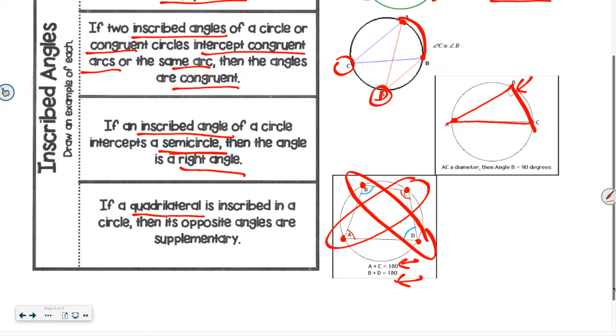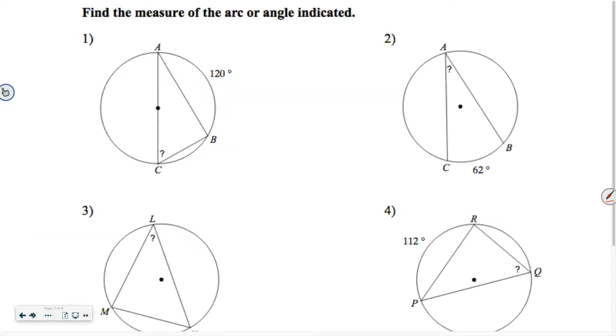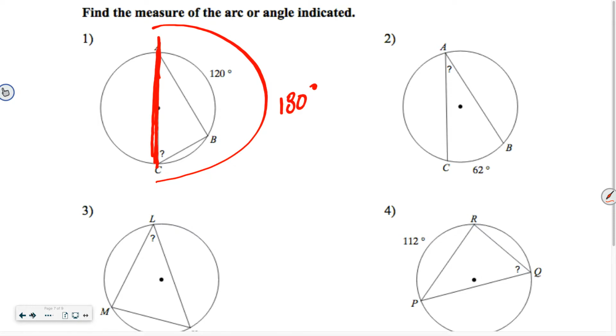Now we're going to move on to the practice problems that also go on page 159. So it says find the measure of the arc or angle indicated. Okay, so the first thing I need to look at is I need to see this is a diameter. So a diameter is the whole line or two radii put together, and that means that this whole section is 180 degrees, right? And then I also see that this part from here to here is 120.